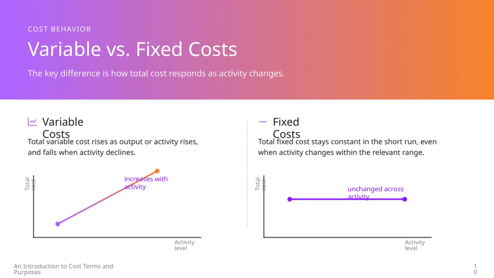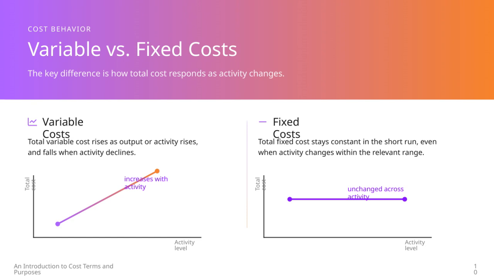Now, let's talk about cost behavior, which is fundamental to understanding how costs react to changes in activity levels. The key difference lies between variable and fixed costs. Variable costs change directly with activity. When output goes up, total variable costs increase. When output goes down, they decrease. Think of materials or direct labor costs that fluctuate based on production volume.